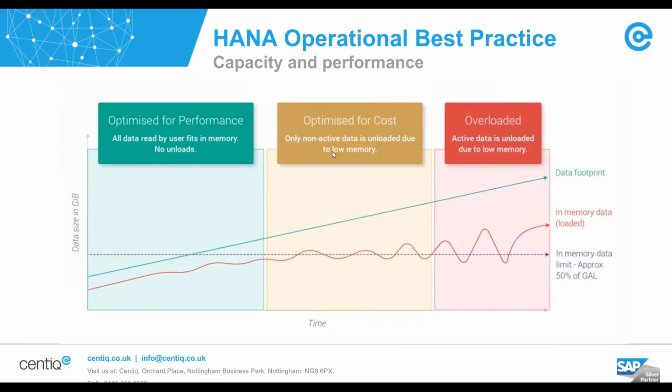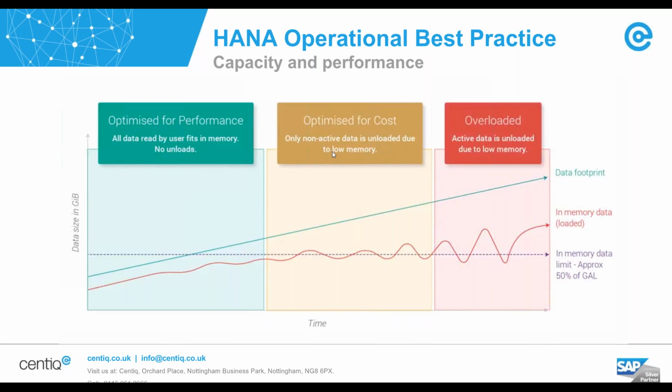Here we've got an illustration of how a system might grow over time. We've got the green line, which illustrates the data footprint as it gradually grows. And we've got the red line that's wiggly just below the green line, which represents the data that's held in memory. And then we've got the dotted horizontal line, which shows you approximately the 50% marker for the memory available to HANA, which is typically the area to which you can drive your in-memory data.